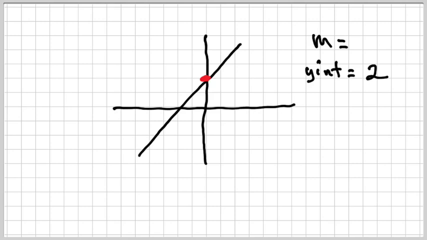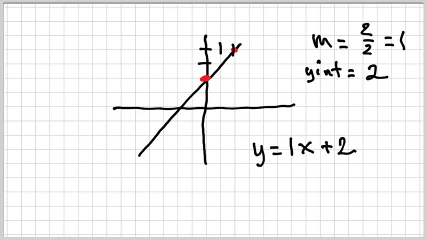So let's just find another point on the graph. Here's one, right? Do you agree? And so we'll count from there. Counting, we go up 2 and then to the right 2. So that's positive 2 over positive 2, right? And positive 2 over positive 2 gives us a gradient of what? 1. So writing our equation is simply y equals 1x plus 2.